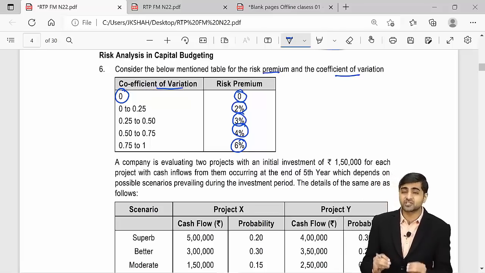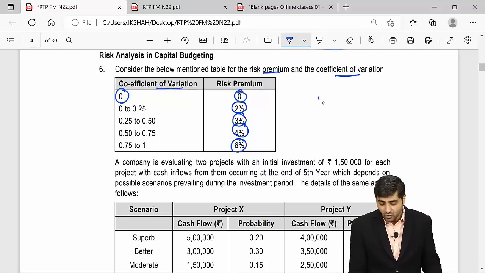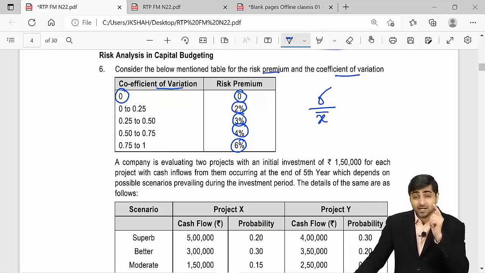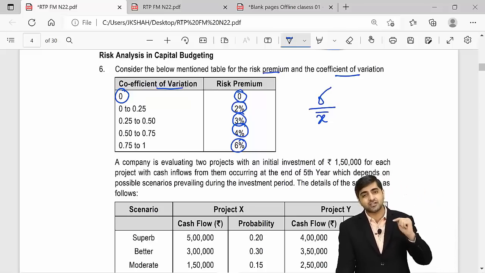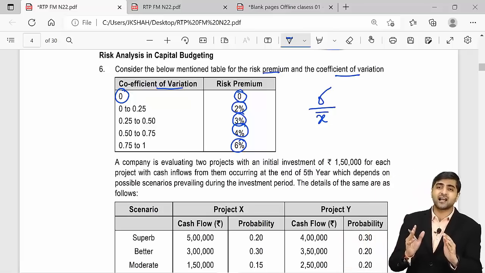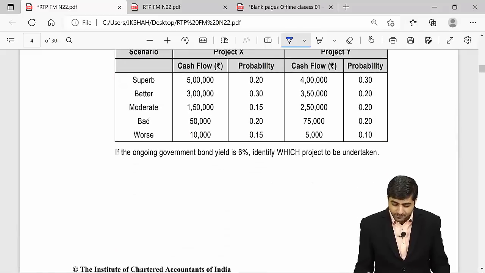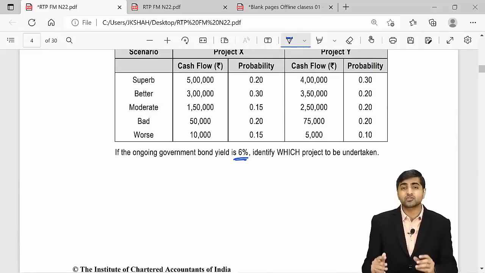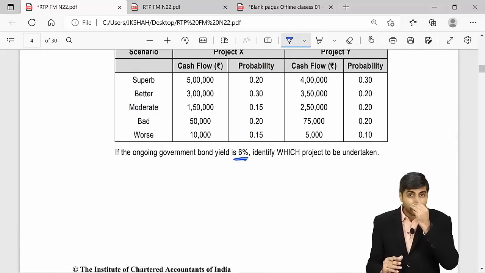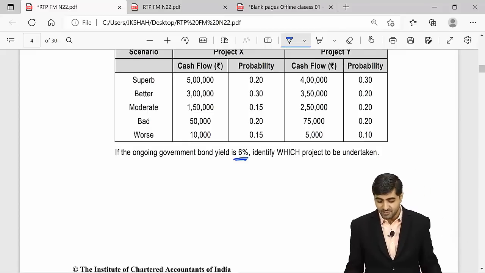And coefficient of variation is one such measurement of risk, which is calculated by taking the standard deviation and dividing that by the mean. So coefficient of variation will be your standard deviation upon mean. If the coefficient of variation is higher, risk is higher, so the premium will be higher, and that premium we need to add to your risk-free rate to calculate a discounting factor, and then that particular discounting factor will be used to calculate your NPV.